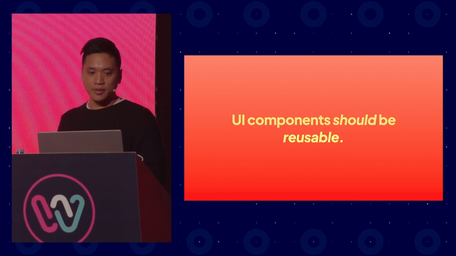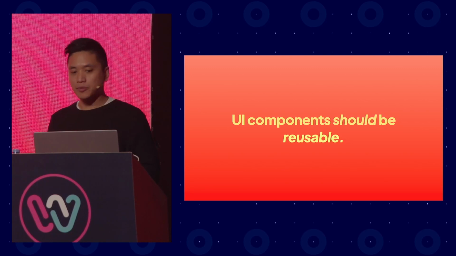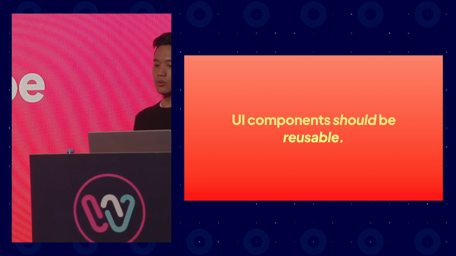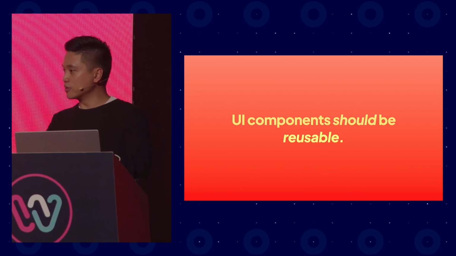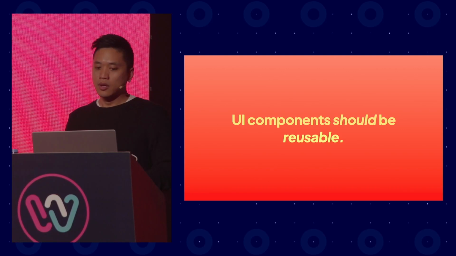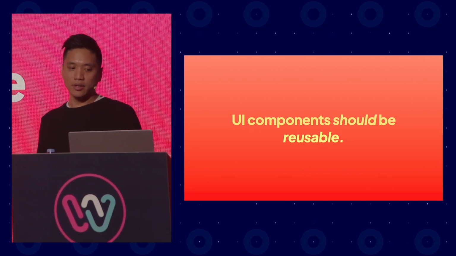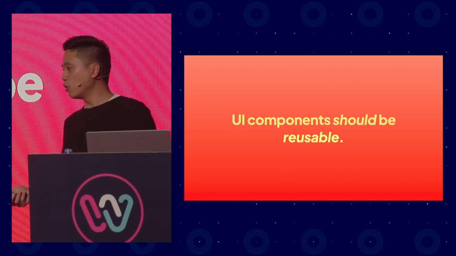And the one before last: UI components should be reusable, to allow easy integration into different parts of the user interface or even outside of your application. And reducing the need for recreating similar components saves time and improves the code quality.